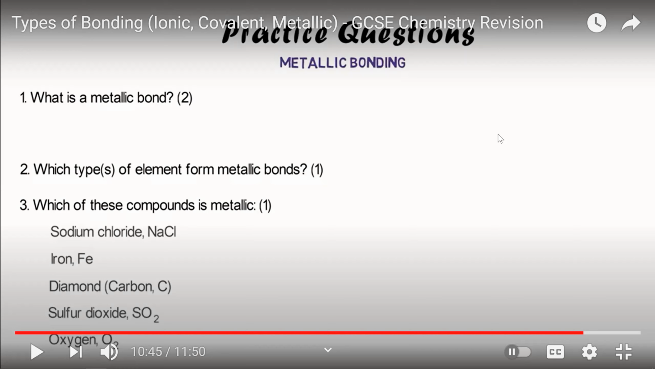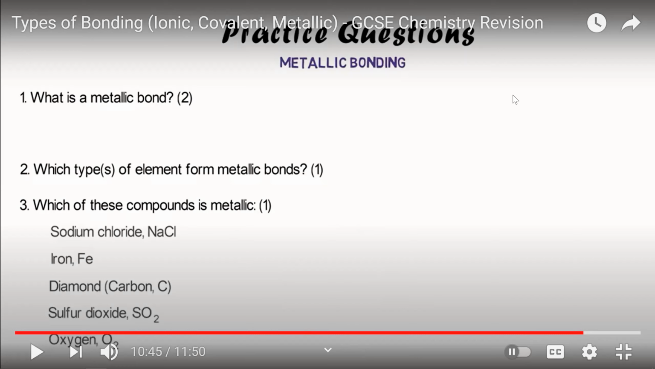Yes, sir. Number 2. Which type of element form metallic bonds? Sir, I believe metals only, metals. Metallic bond cannot be formed by non-metals, right? Only in a metal you will get metallic bond. ঠিক আছে? Yes, sir. Okay.